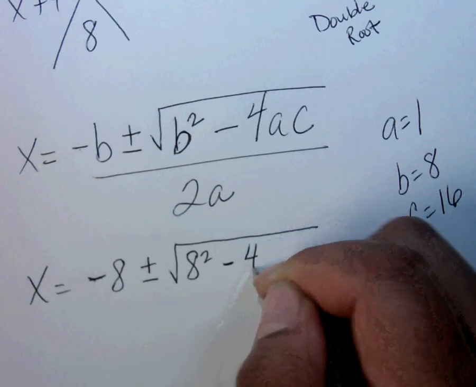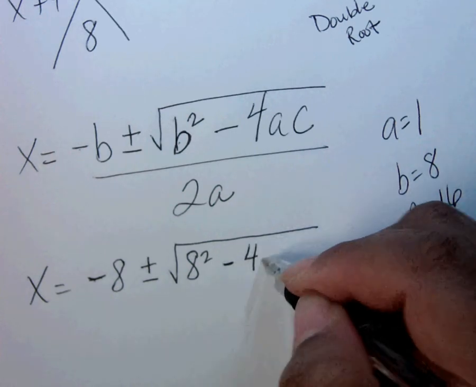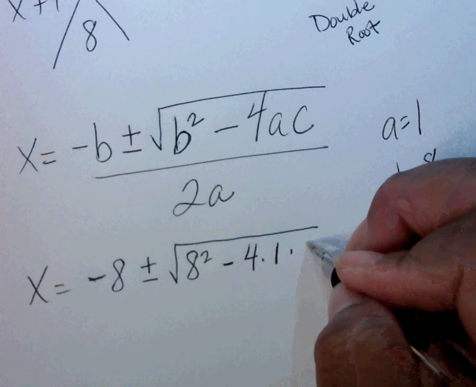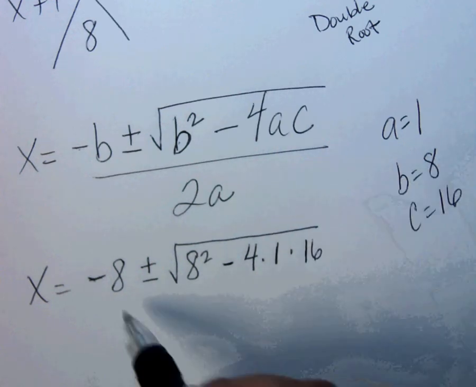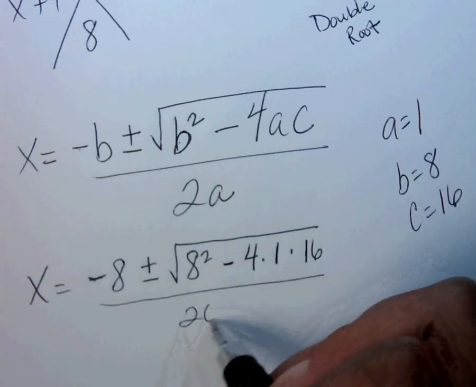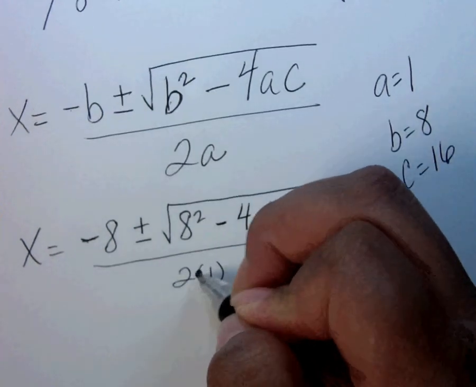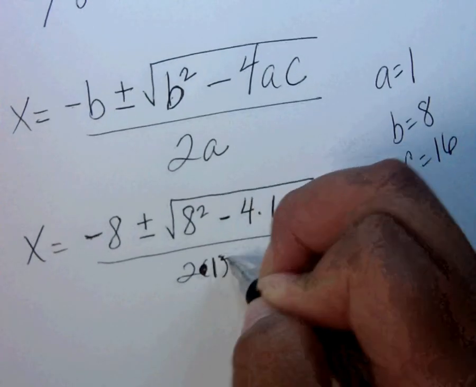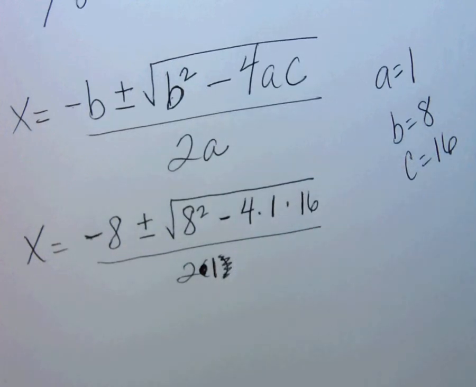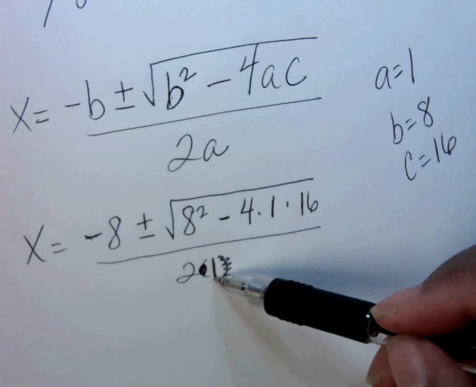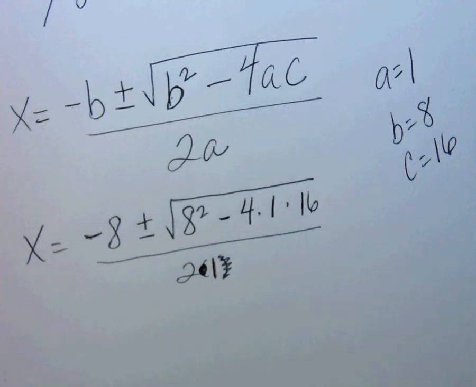Minus 4. 4 times what's A? 1. What's C? 16. All over what? 2 times 1. Oh, I shouldn't have put that in parentheses. Okay. And I took that out of parentheses because it wasn't negative, and we want to get in the habit of putting only the ones that are negative in parentheses.